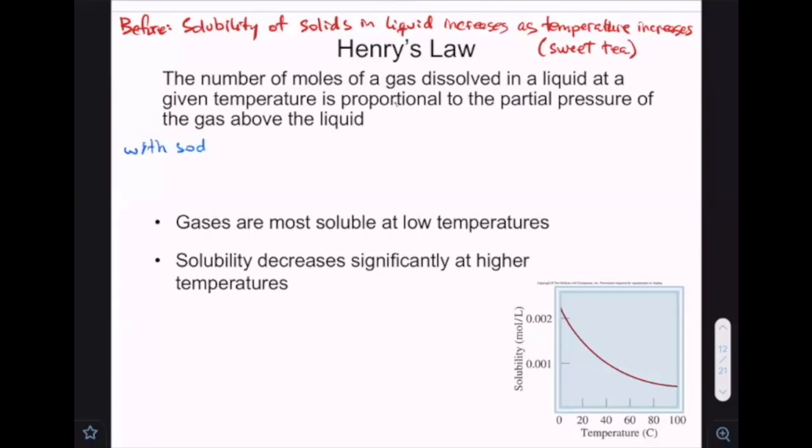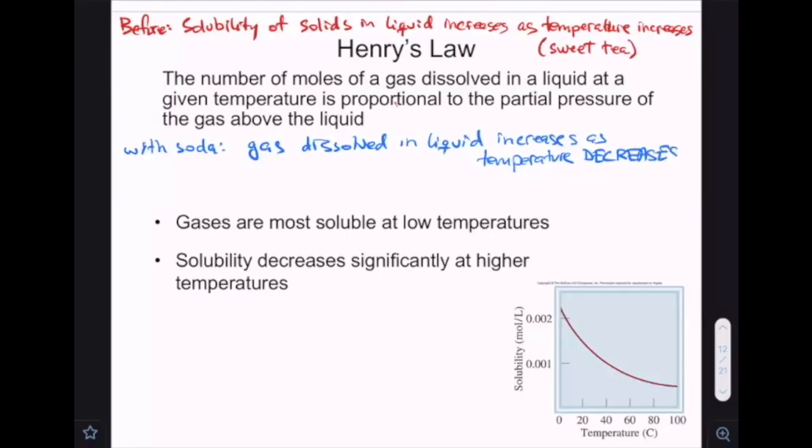So with sodas, this is a gas dissolved in water or dissolved in the liquid, okay? And in this case, it increases as the temperature decreases. It's reverse. Interesting. But you all have practical experience with that. So solid, temperature dependent, as it gets warmer, you get more solubilized. With a gas, you get more solubilized in the liquid as it gets colder.